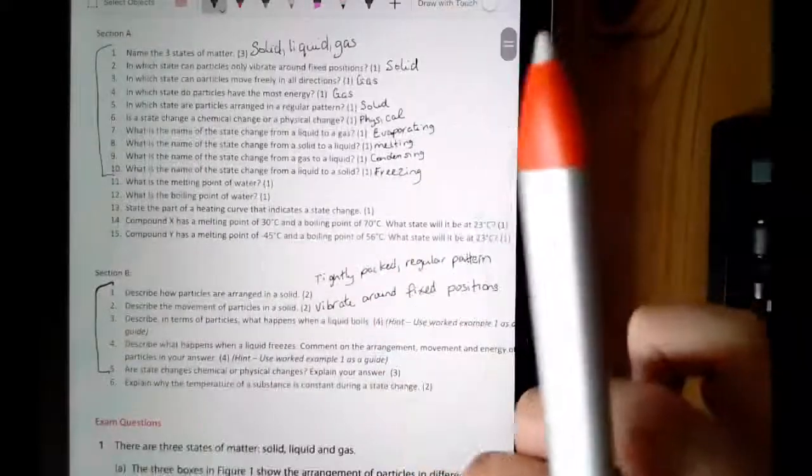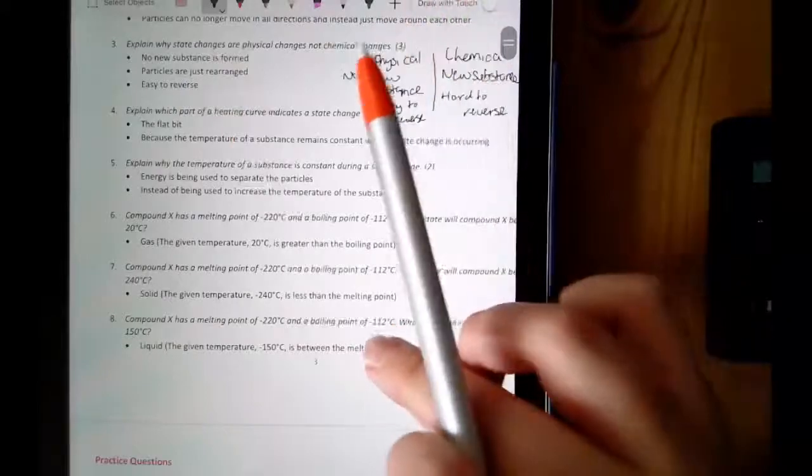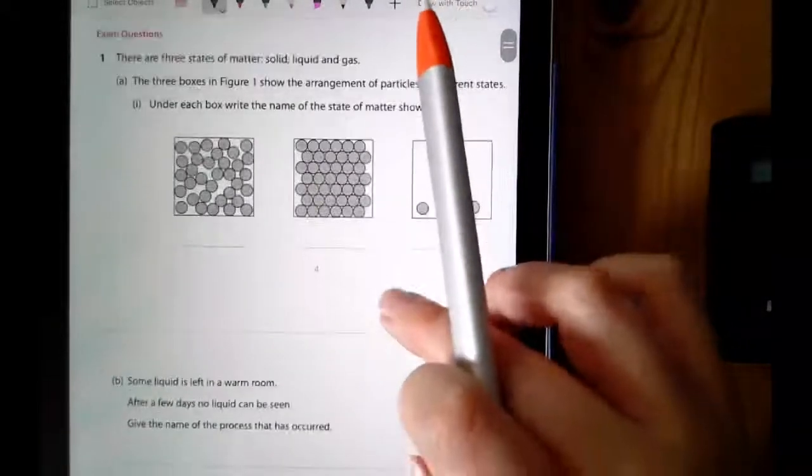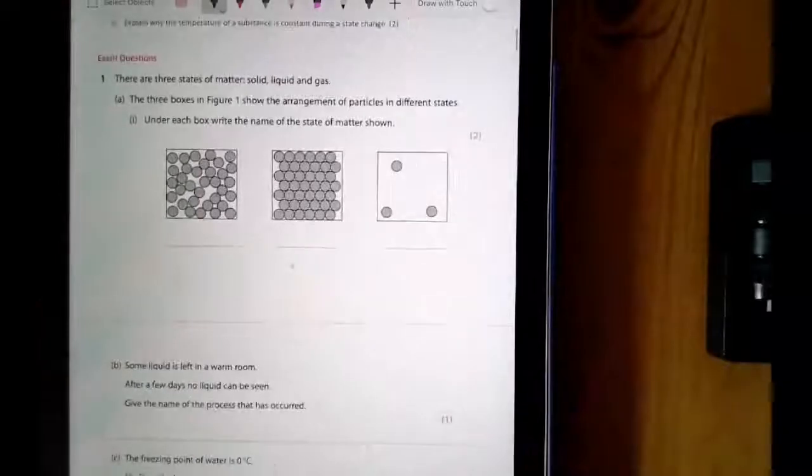The last question there, number 5, is exactly the same as worked example 3, and that is how you would answer it. There's also exam questions at the bottom of page 4. Just pause and just do question 1 because that's all that we've covered. Just do question 1 and then press play when you're ready to see the answers.